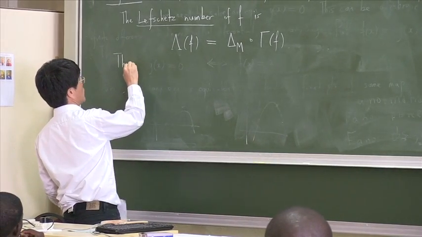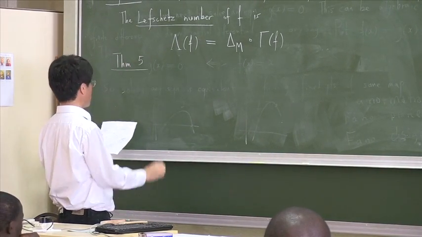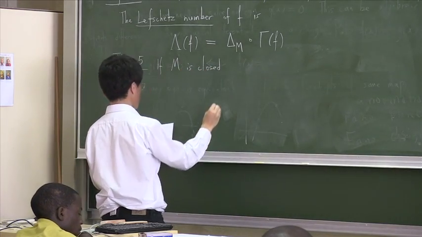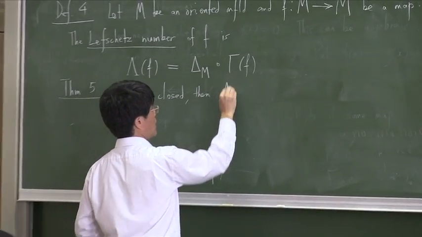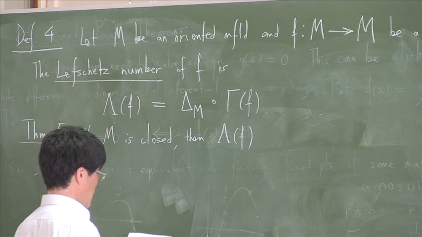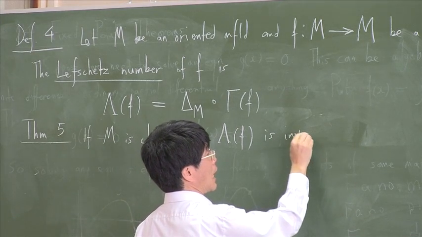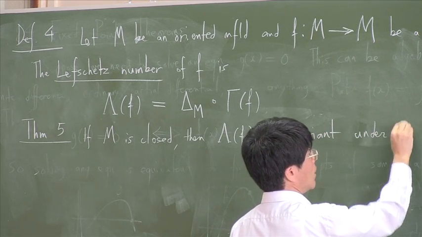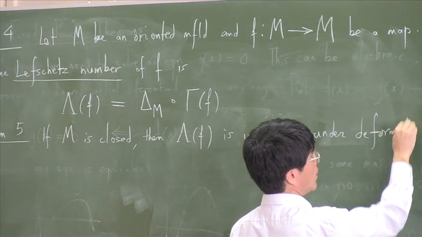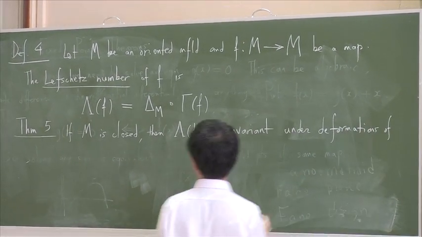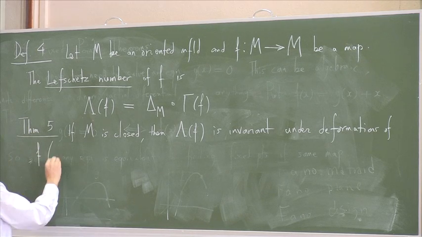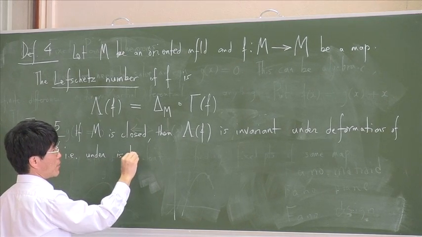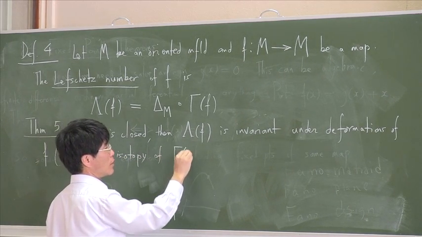Now, the theorem, which is extremely important and extremely easy, is the following. If this manifold is closed, this oriented manifold is closed, then the Lefschetz number of F is invariant under deformation of F, that is, invariant under isotopy of the graph of F.